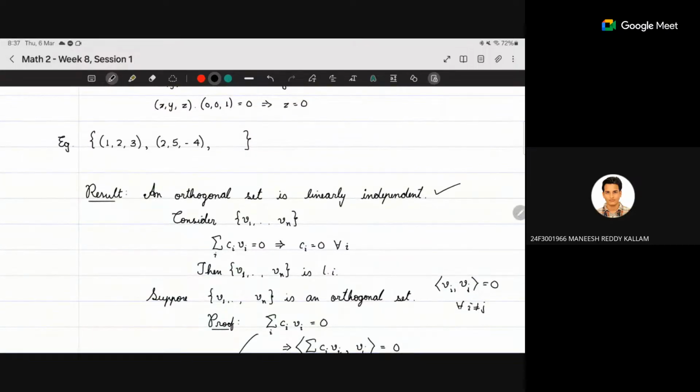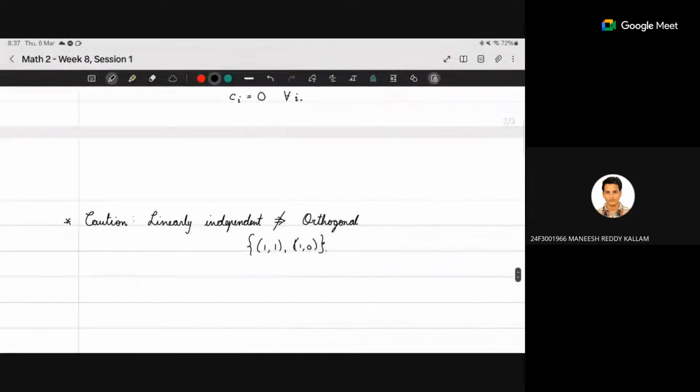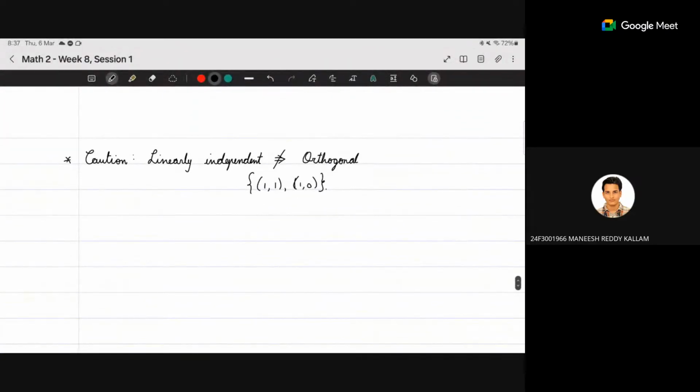So if by chance the set that you are given to check for linear independence is an orthogonal set, then you're happy. Then you can very quickly say that it is linearly independent. But if it is not orthogonal, it does not mean it's not linearly independent. That is the point of this caution. Something could be linearly independent while not being orthogonal, like this.